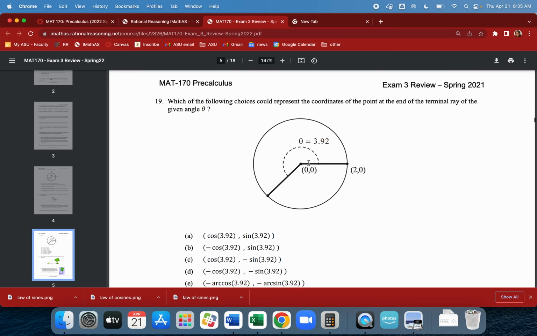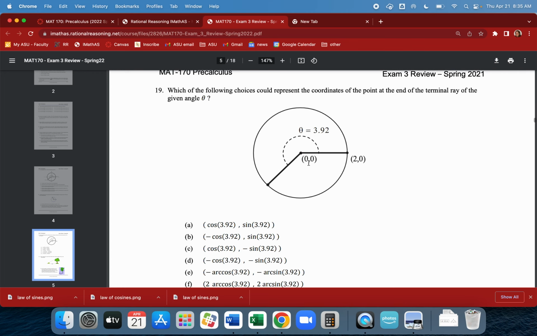Suppose I wanted to, this is a weird looking question, so let's take a look at this. Which of the following choices could represent the coordinates of the point at the end of the terminal ray of the given angle theta? So theta is 3.92. This is measured in radians. I can tell because that's certainly not 3.92 degrees.